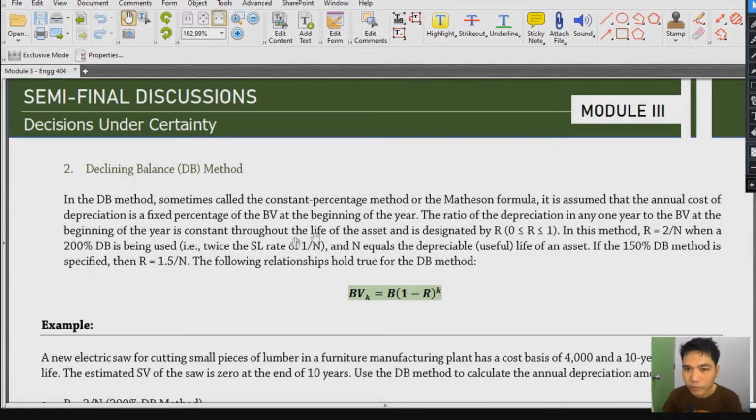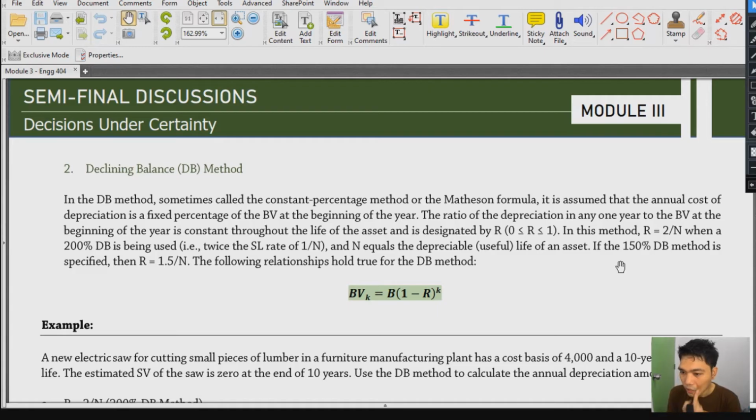So if you'd be reading this again, the ratio of the depreciation in 1 year to the book value at the beginning of the year is constant throughout the life of the asset and is designated by R. The ratio could be greater than 0 but less than or equal to 1. And in this method, we could use R is equal to 2 over N when 200% declining balance is being used, so twice the straight line rate of 1 over N. And N is equal to the depreciable useful life of an asset.